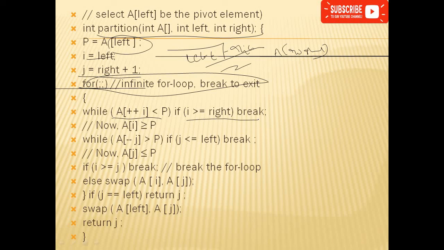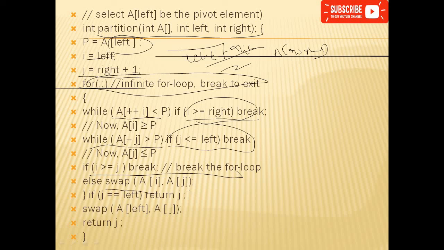So if a of plus plus i is less than p, meaning if it is getting a lesser element, then it will check whether it is greater than the right element. Nothing will happen then. And while a of minus minus j is greater than p, if j is less than or equal to left, break. It also means if I find a greater element, then it will break and continue the process. If i is greater than or equal to j, also break. Why? Because if i is greater than j, then I need to partition into parts, that's why.